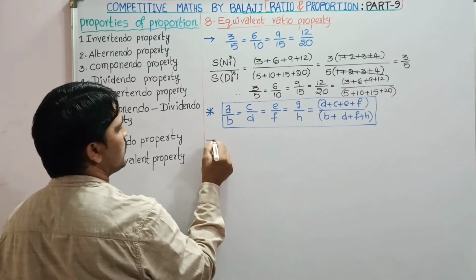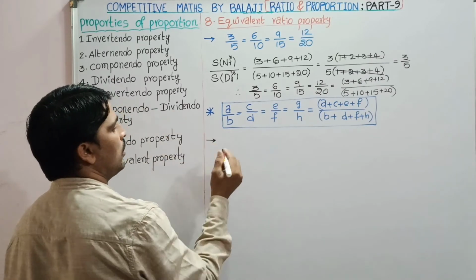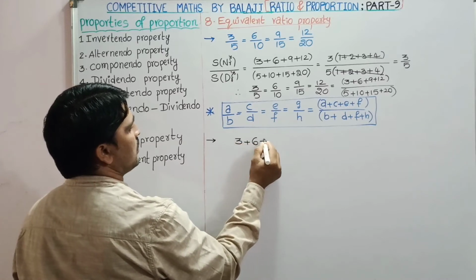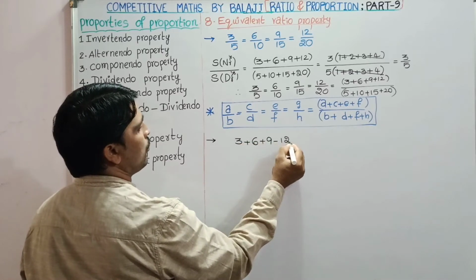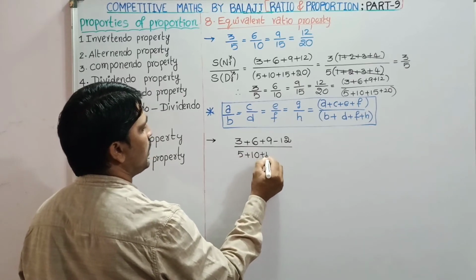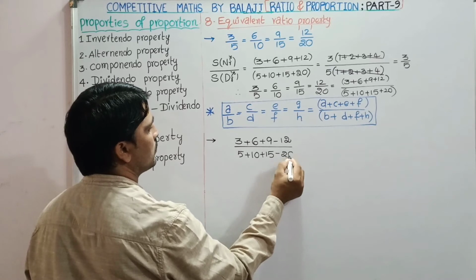And again consider the same example. 3 plus 6 plus 9 minus 12 over 5 plus 10 plus 15 minus 20.